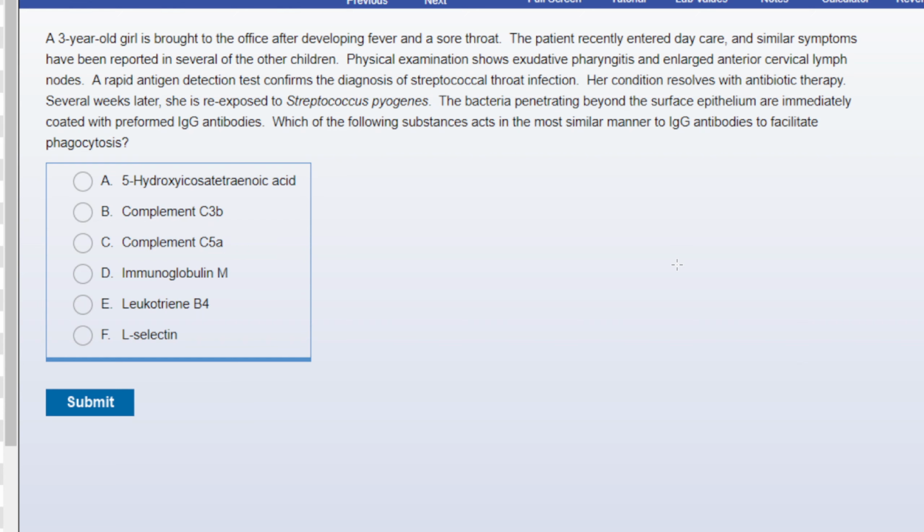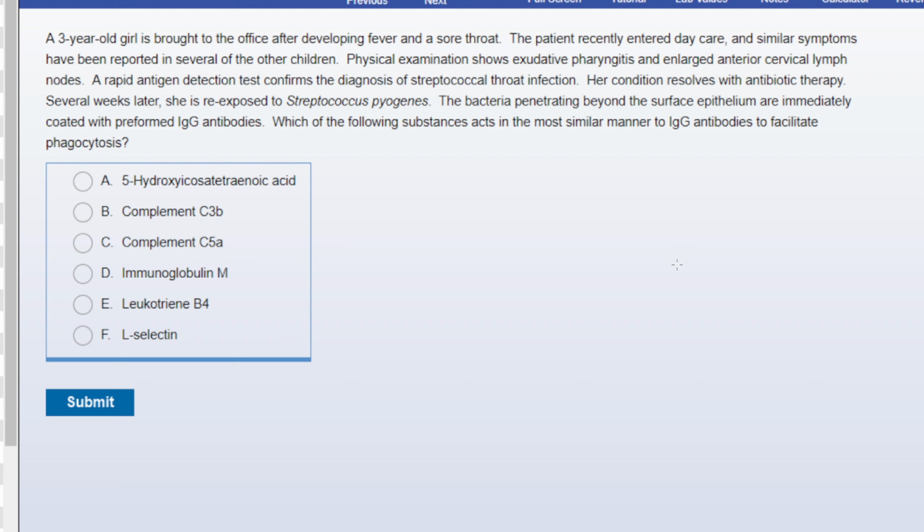So now let's do a question for immunology. A 3-year-old girl is brought to the office after developing fever and sore throat. The patient recently entered daycare, and similar symptoms have been reported in several of the other children.